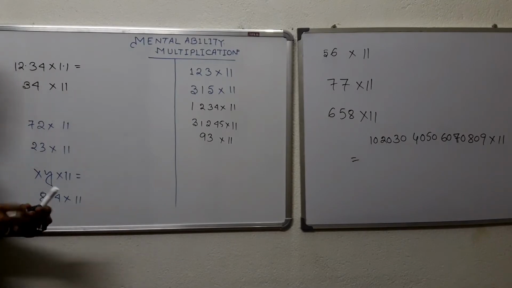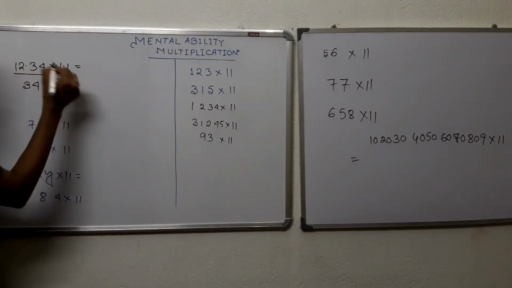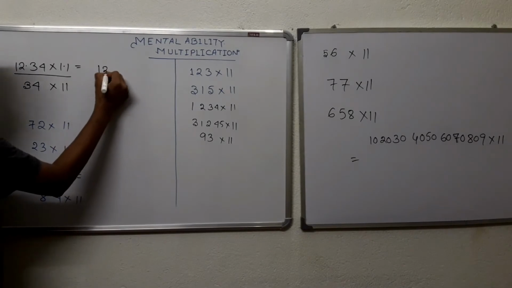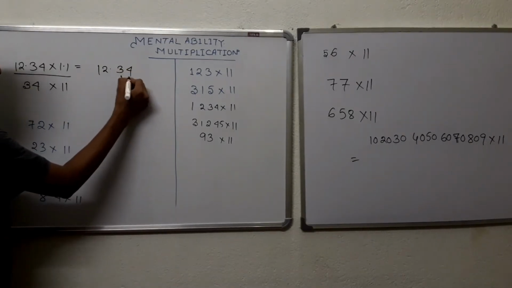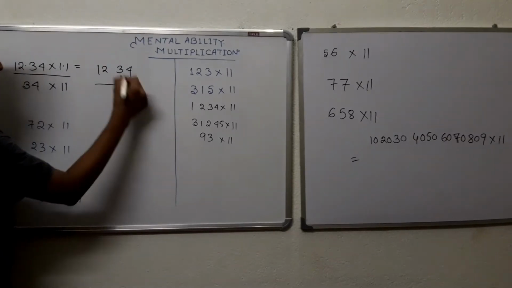First we'll see the normal method. During the normal method, what we actually do during multiplication, like in 12.34 into 1.11. If we multiply 12.34 into 1.11, what we'll do is in that way.